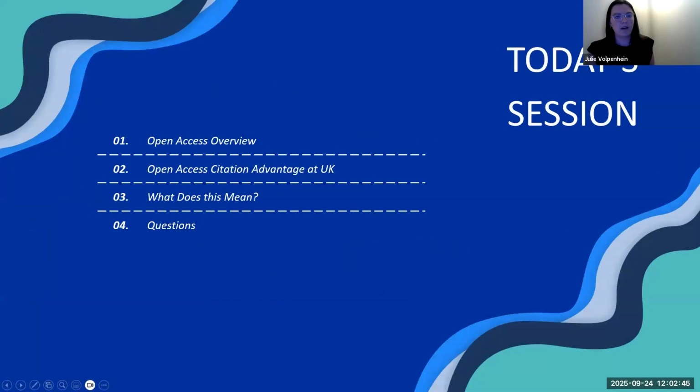So today we're going to be hitting three main sections of this presentation. I'll be going over a bit of an overview of open access to make sure we're all on the same page before we hear from Ben and Mitchell about some research that they've been doing. So we'll talk about the open access citation advantage here at UK. What are we seeing when we look at UK's data in particular? And then taking it a step further, what does this mean? And then we'll be open for questions then.